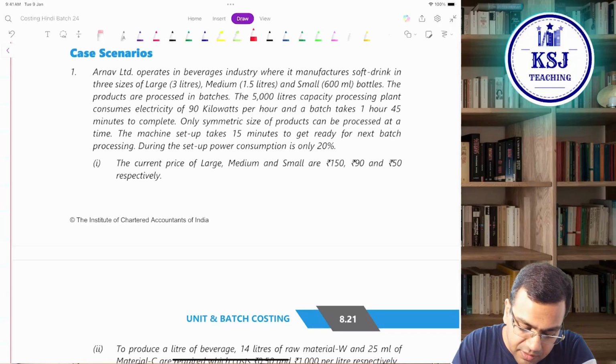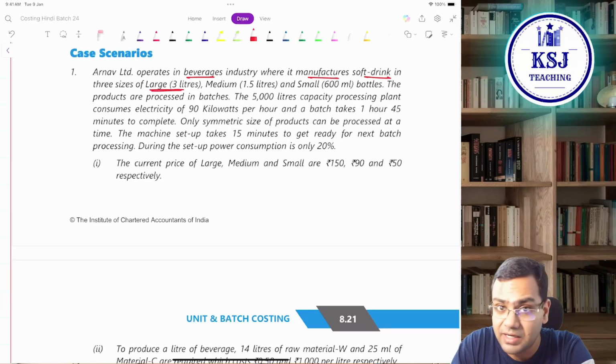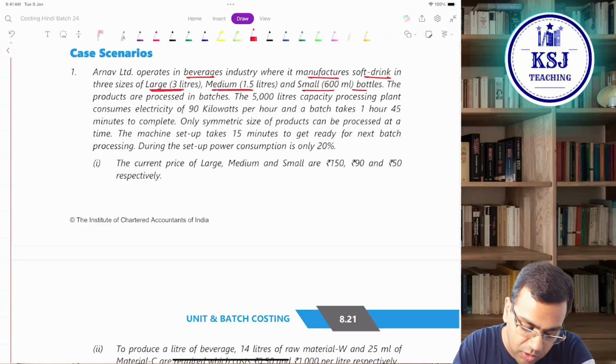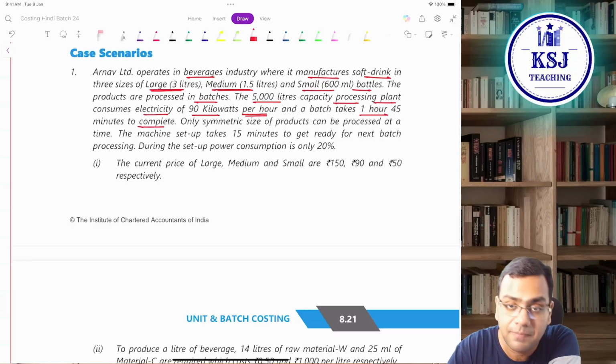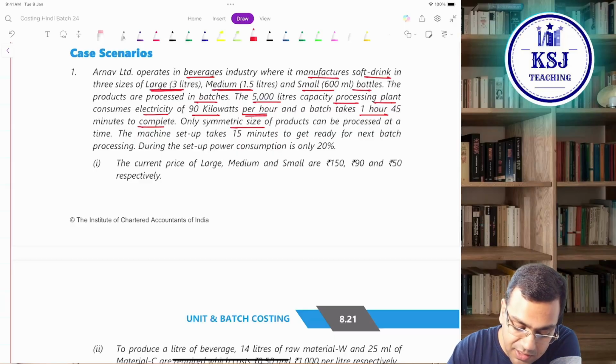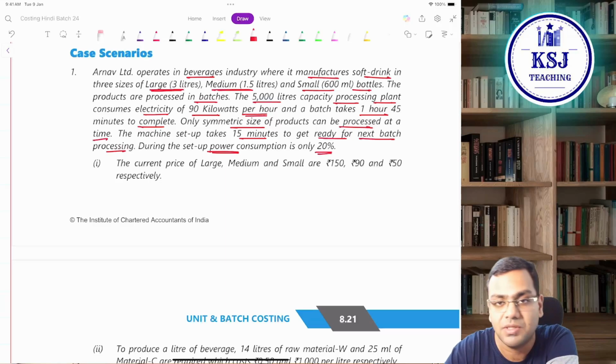Arnav Limited operates in the beverages industry where it manufactures the soft drink in three sizes: large 3 liters bottle, medium 1.5 liters bottle, and small 600 ml bottle. The products are processed in batches. The 5000 liters capacity processing plant consumes electricity of 90 kilowatts per hour, and a batch takes 1 hour 45 minutes to complete. Only symmetric size of products can be processed at a time. The machine setup takes 15 minutes to get ready for the next batch processing. During the setup, the power consumption is only 20%.